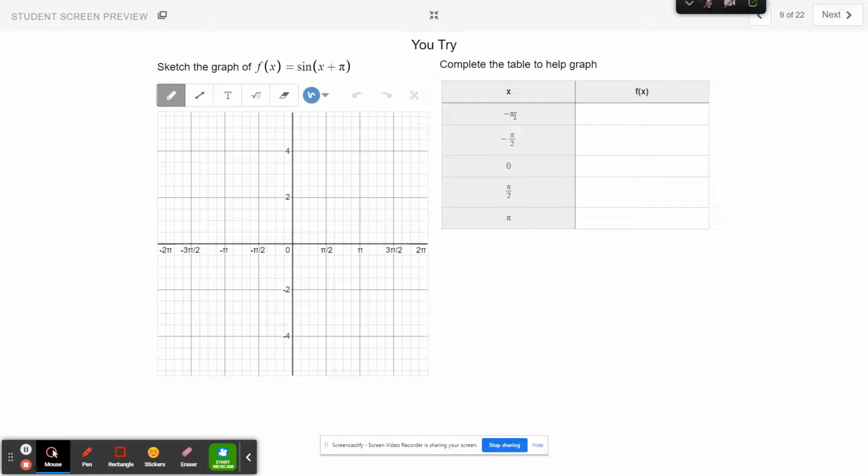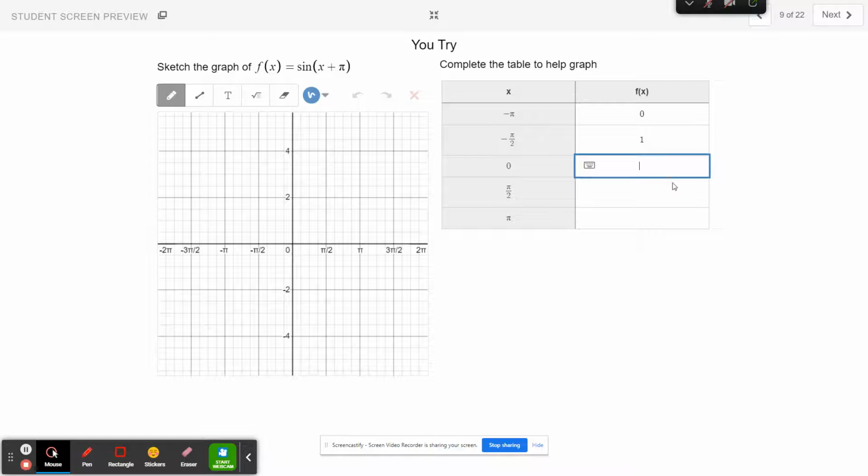And so I still want to get a whole period in. I'm just taking my normal 0 to 2 pi that I normally graph, and I'm moving it to the left pi spots. So it's going to start at negative pi and finish at positive pi. That's still a distance of 2 pi. When I plug in negative pi, I'm going to get sine of 0, which is 0. And I plug in negative pi halves, so sine of pi halves, which is 1.